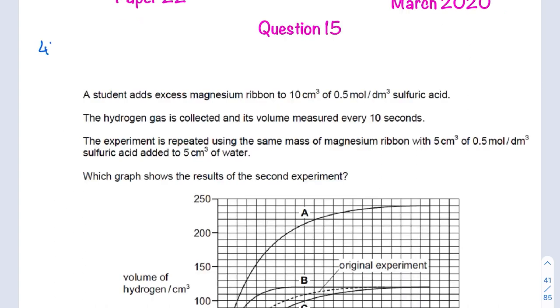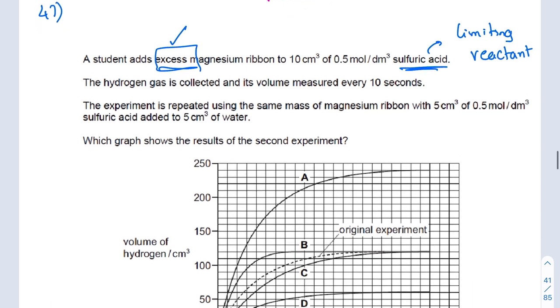Coming to question number 47, which is from March 2020, paper 22, question number 15. A student adds excess magnesium ribbon to 10 cm cube of 0.5 mole per dm cube sulfuric acid. Whichever is in excess, the other one will become the limiting reactant. So sulfuric acid is going to be the limiting reactant.